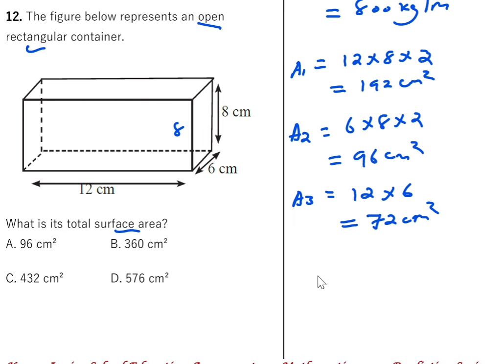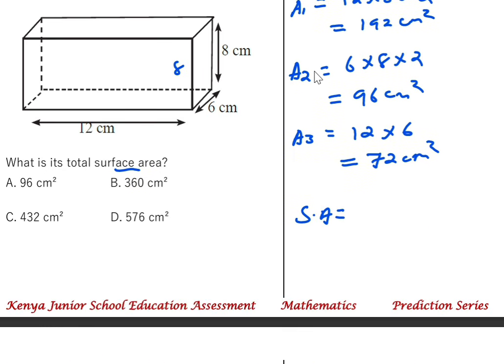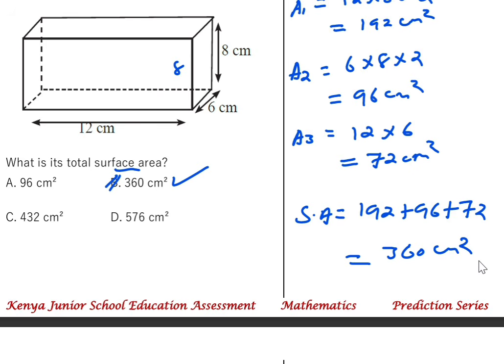So the surface area will be the sum of the faces, the area of the faces. So it is 192 plus 96 plus 72. If we add these 3, you can see the answer is 360 centimeters square. And therefore, the correct option is B.